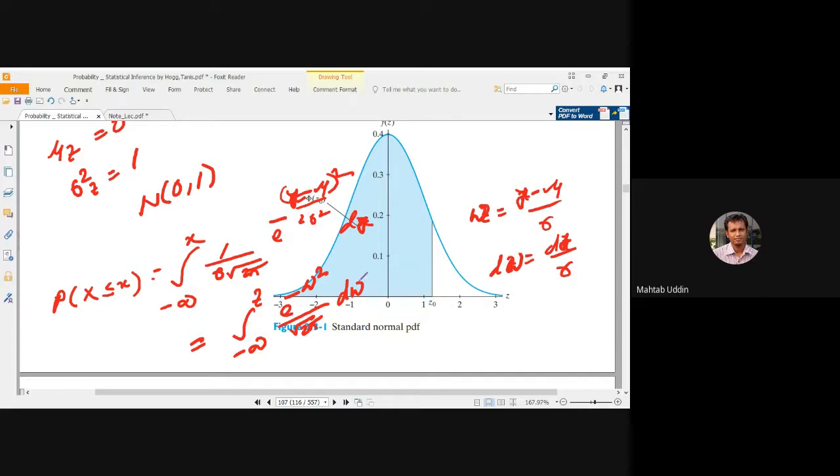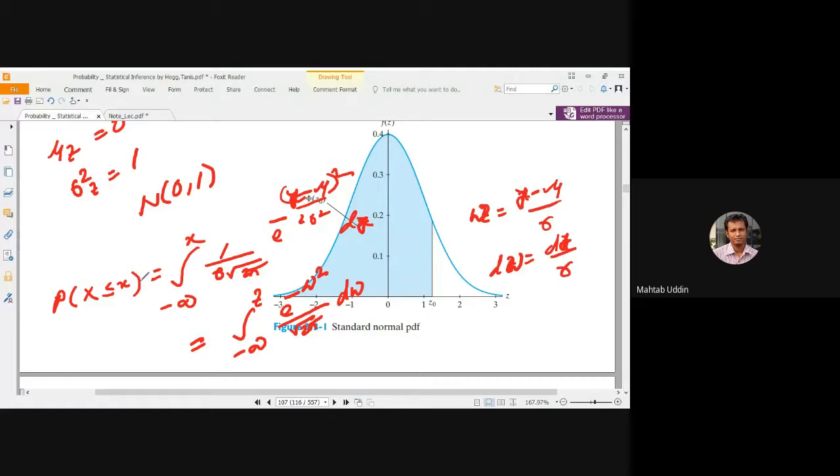Now, still, this is not so easy. Is it easy now? Still, it's not easy, right? Is it easy? I don't think so. Its integration is still not easy at all.